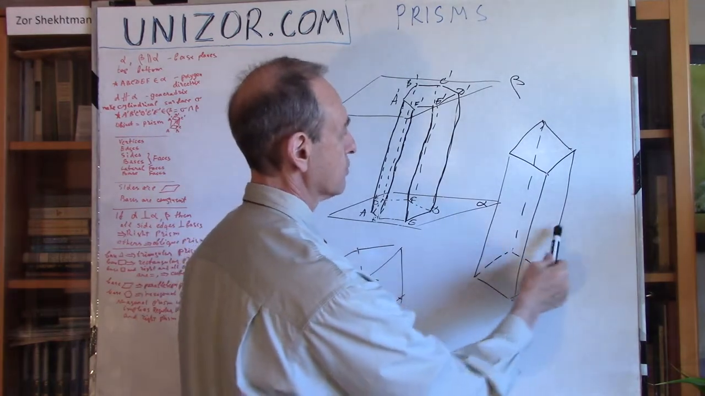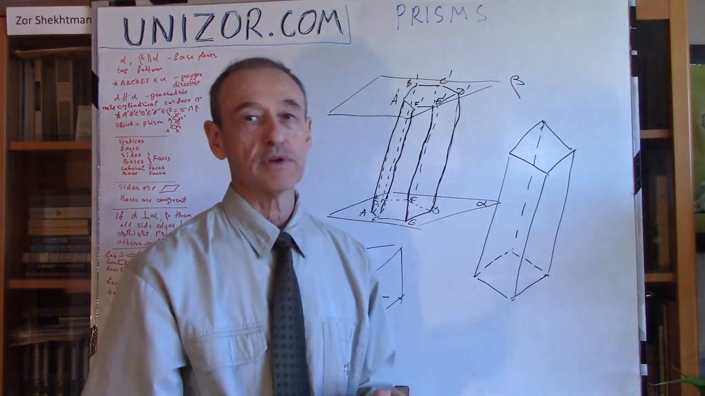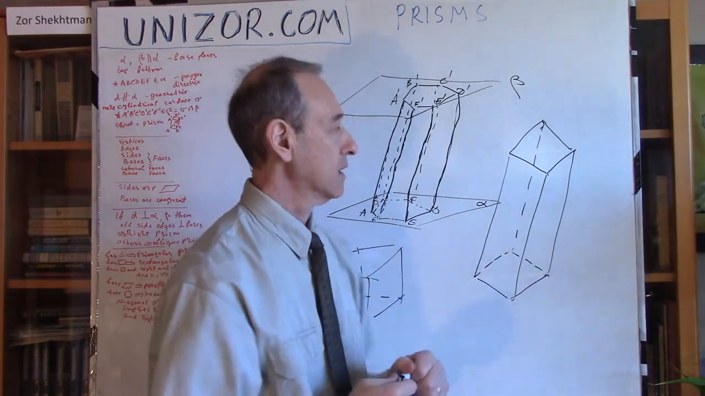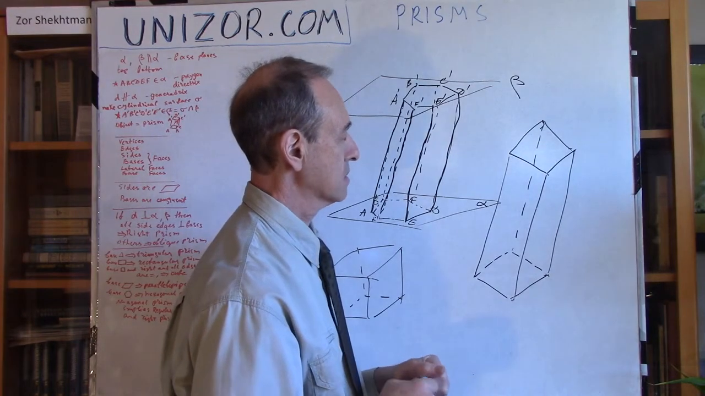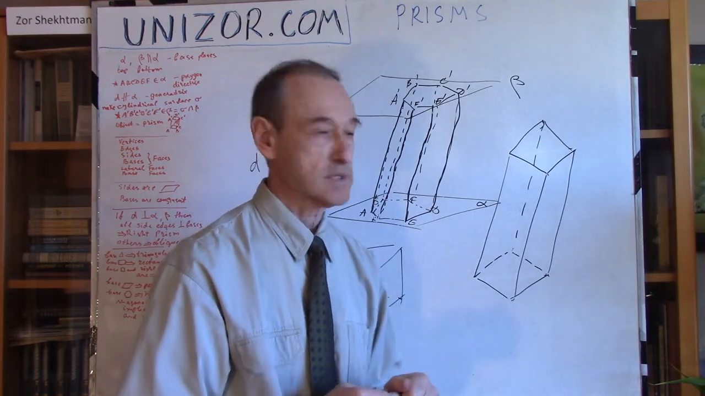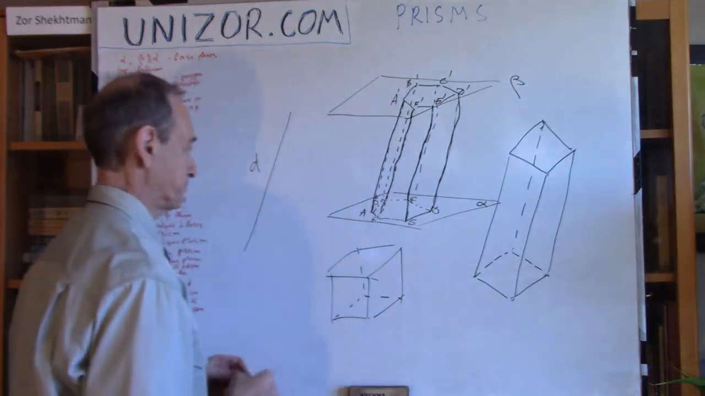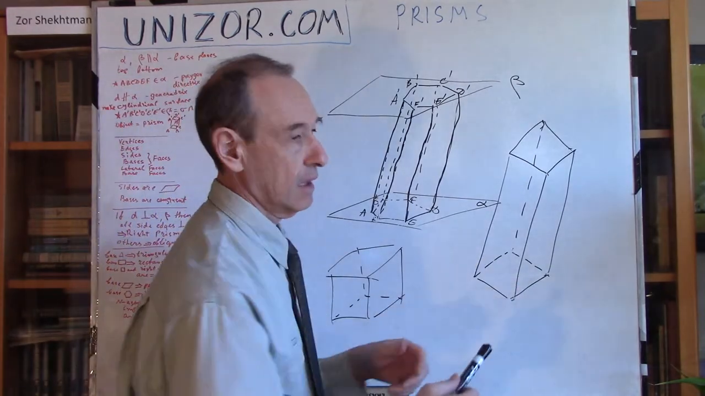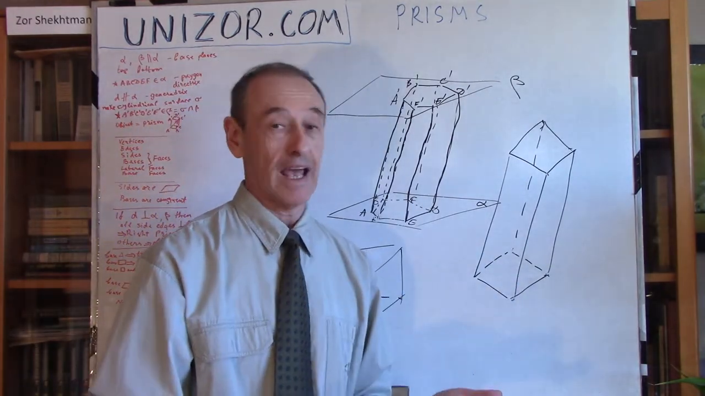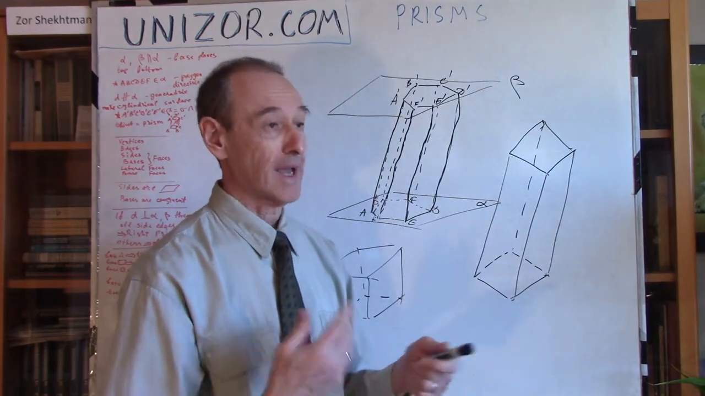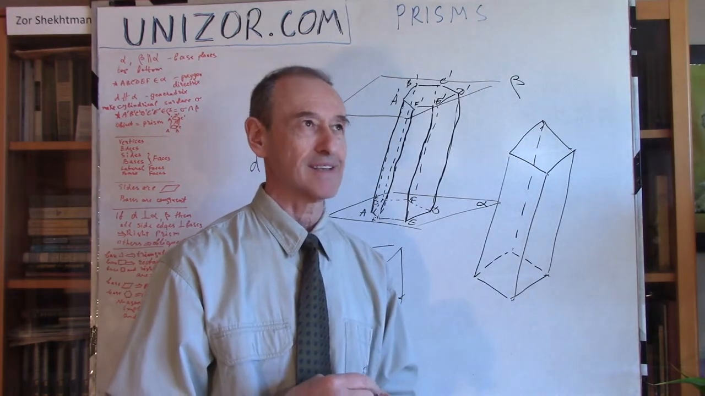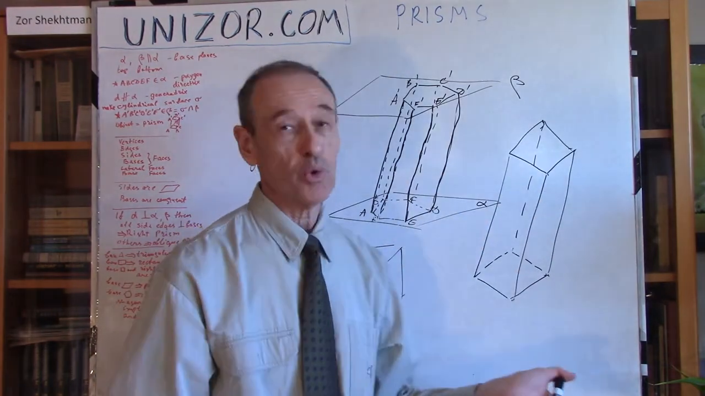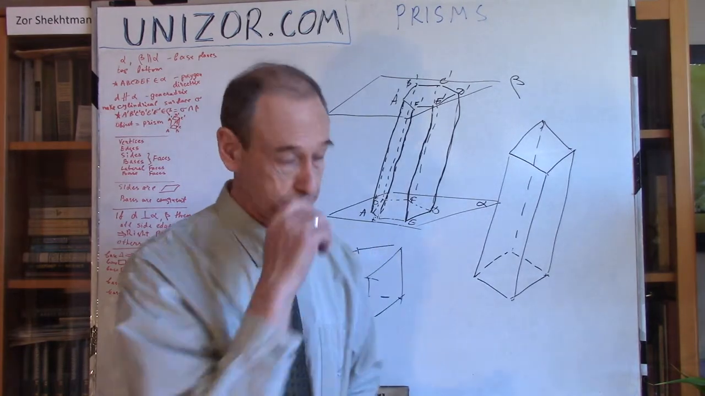In this case, 1, 2, 3, 4, 5, 6. Six different faces, two bases and four side faces. All of them are parallelograms. So that's the parallelepiped. What else? Well, again, if you have a six-angled polygon, a hexagon, at the base, then the whole prism is called, obviously, hexagonal, right?